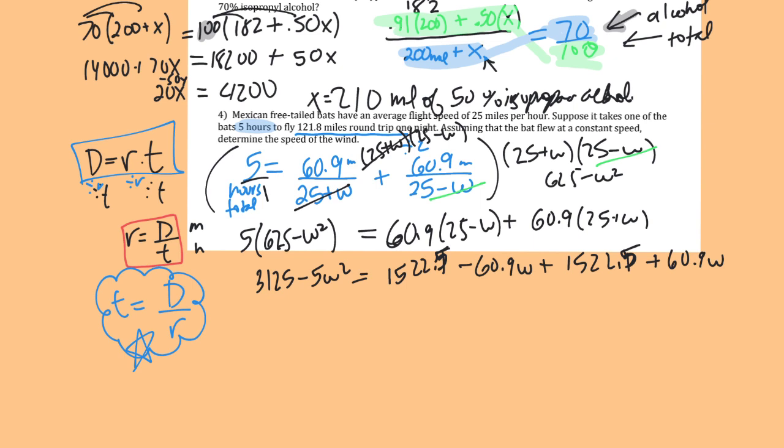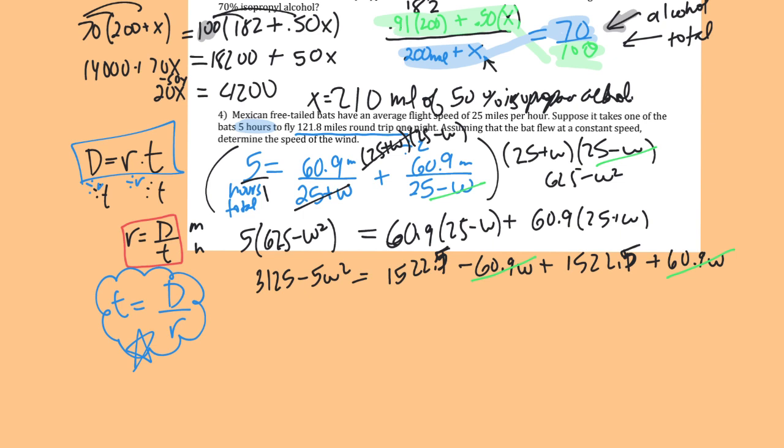Okay. Now, good news is some stuff will cancel out. So negative 60.9W cancels out with positive 60.9W. Those eliminate each other. And then it is a quadratic, but if you notice, there's only a W squared. There's not also a W. So we're not even going to have to factor. Hallelujah. Okay. So I told you anytime you have a quadratic, it'll factor. The exception would be if it is just a square root property.